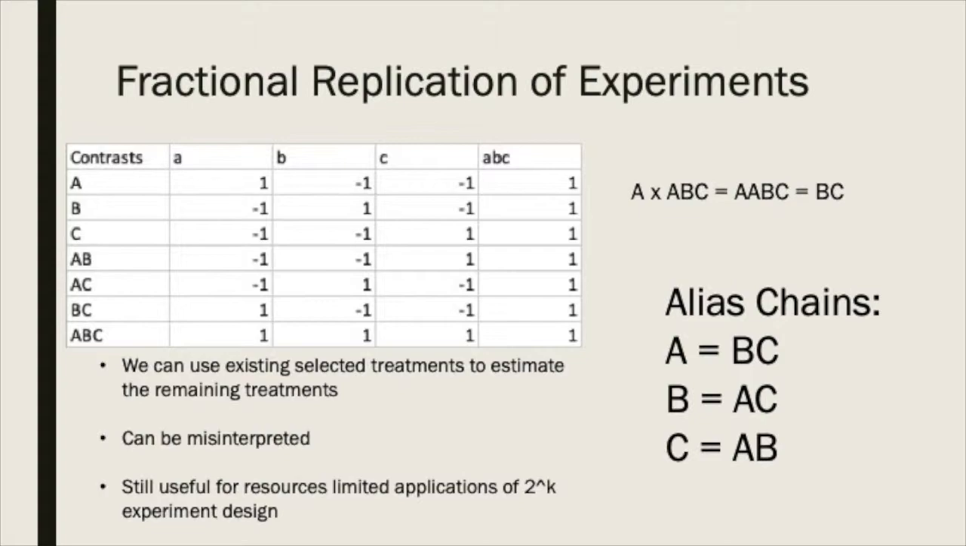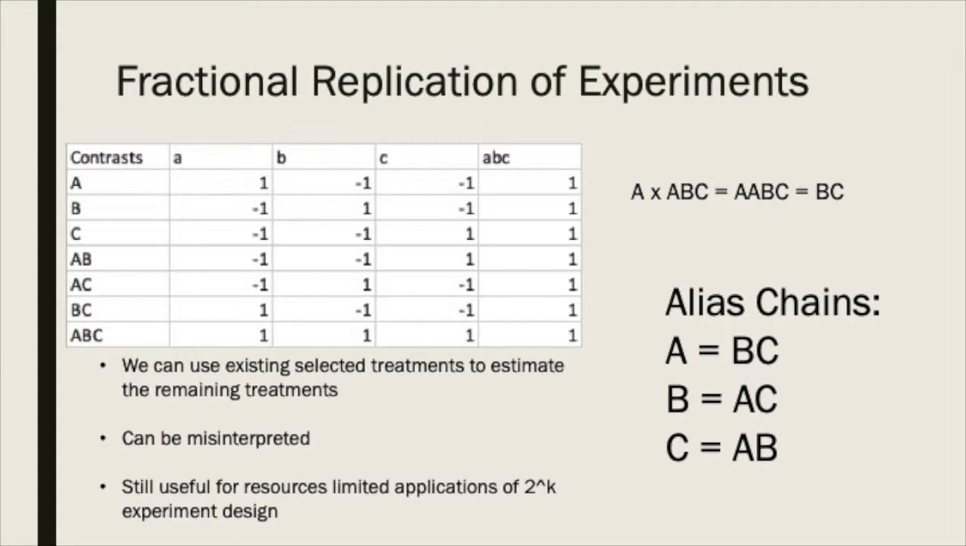When we multiply the A treatment by the ABC treatment, we end up with the BC treatment. This means that A and BC are aliased, and we can use the A reaction to estimate the BC reaction. However, interaction ABC cannot be estimated accurately, which is why we used it as our defining relation.